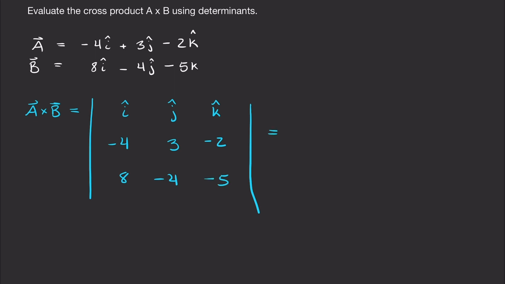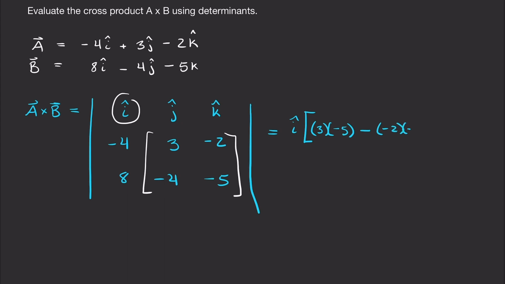So this is going to equal, my i hat component will be first. I'm going to circle this and do the determinant of this guy. Actually, I'm going to put this in brackets so I can have some parentheses. So this will be 3 times -5. So again, going from top left to bottom right, minus a -2 times -4. So top right to bottom left.